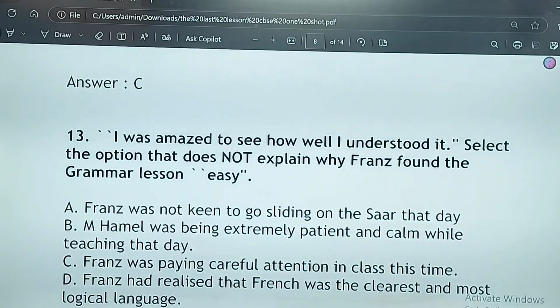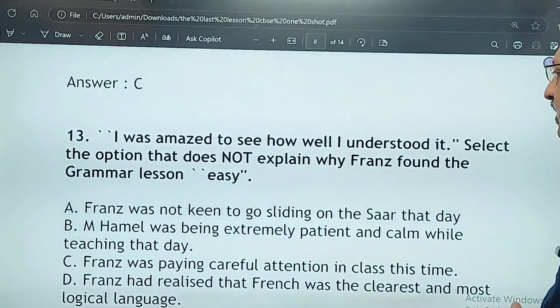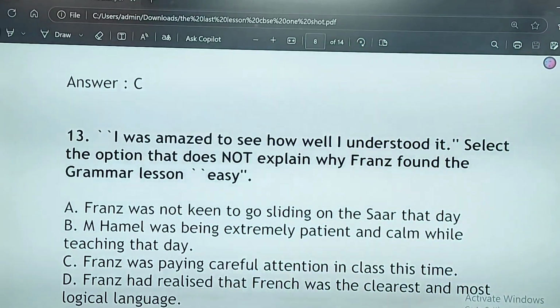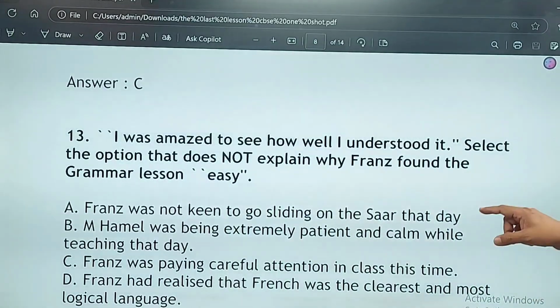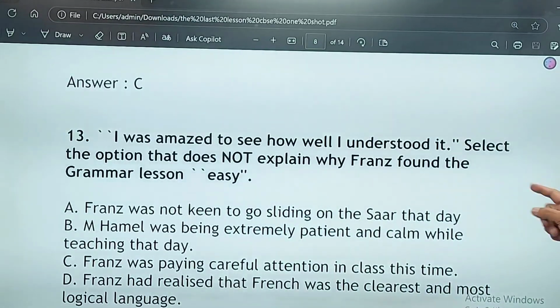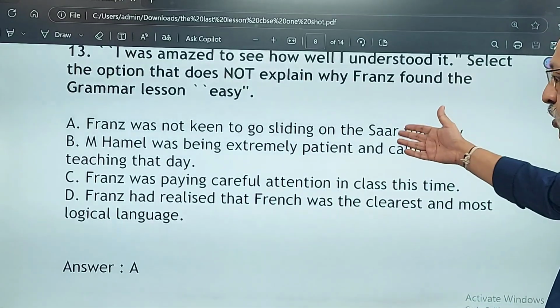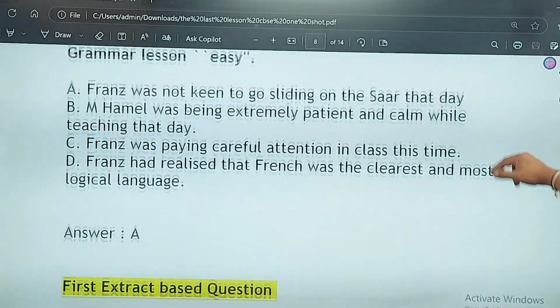Select the option that does not explain why France found the grammar lesson easy. So it is a not-explained question. So please always be careful when there is a word not used. France was not keen to go sliding on the Saar that day. Hamel was being extremely patient and calm while teaching. France was paying careful attention in the class this time. France had realized that French was the clearest and the most logical language. So you have to choose the option that does not explain why France found the grammar lesson easy that day. The correct option is option A, because there's no question of him thinking of the Saar that day.